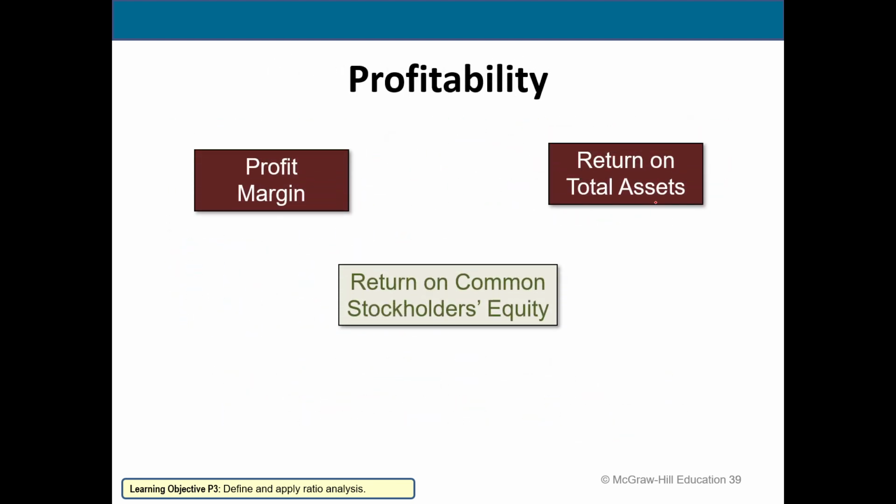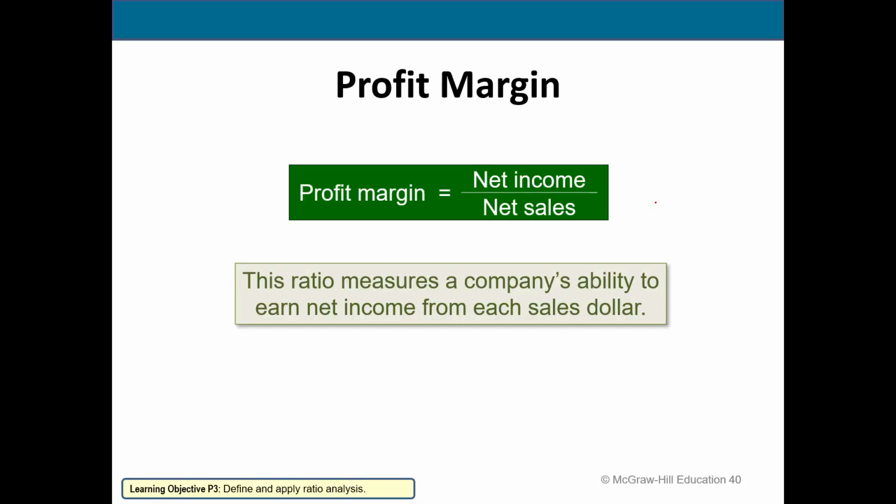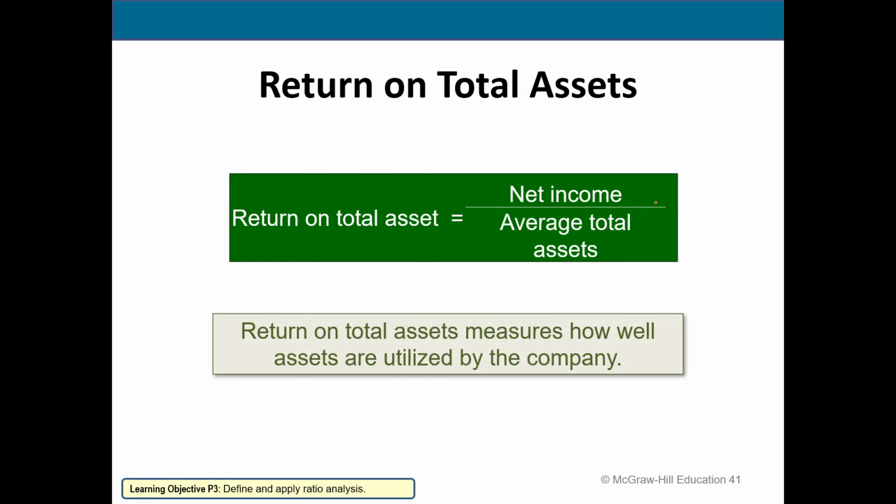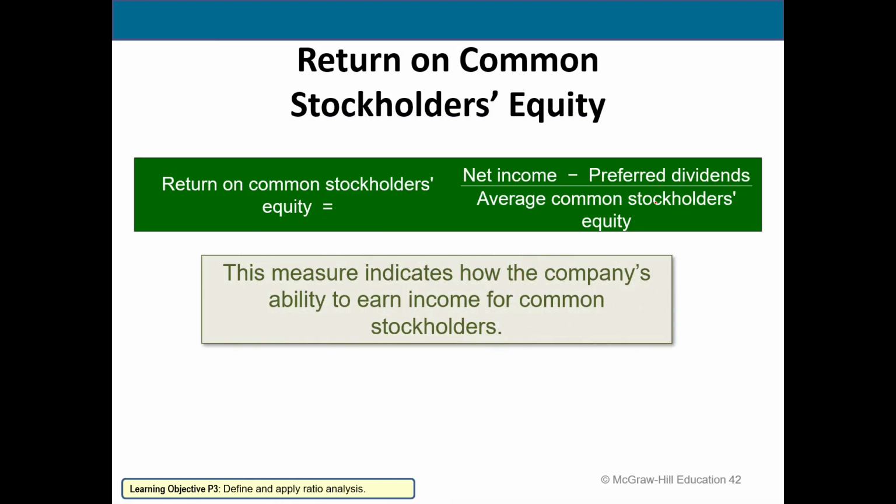The last one we're looking at here is profitability. We only have three ratios. The first one is profit margin, which is our net income divided by net sales. Then we're looking at return on assets, which is net income divided by our total average assets. And then we're looking at return on common stockholders' equity, which is our net income less any preferred dividends divided by average common stockholders' equity.